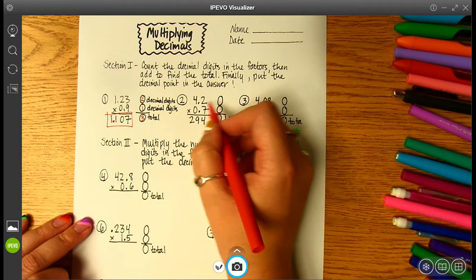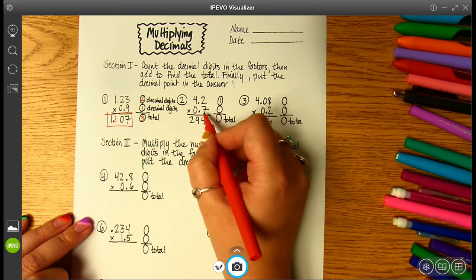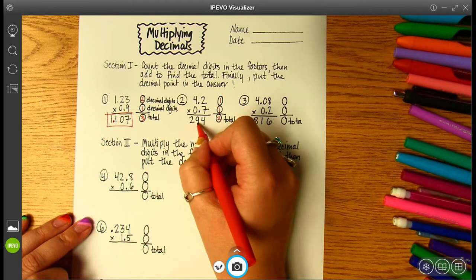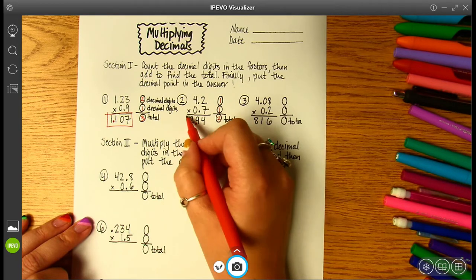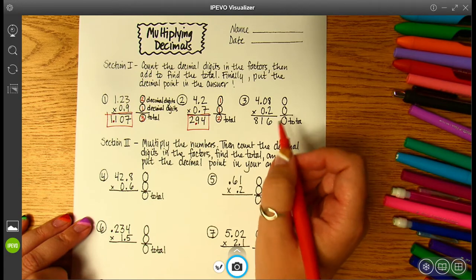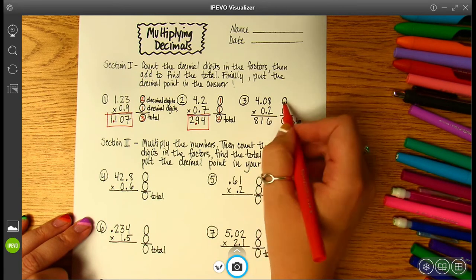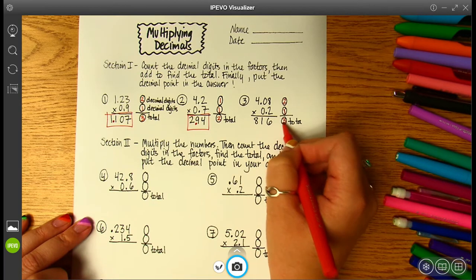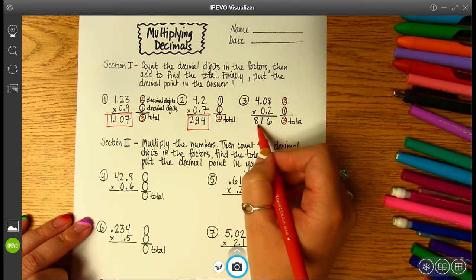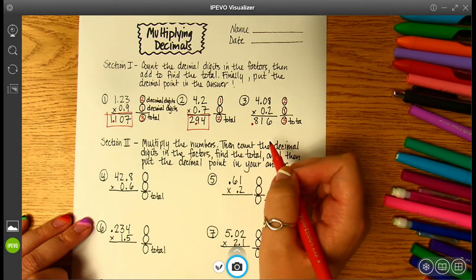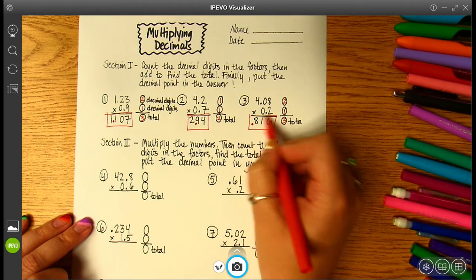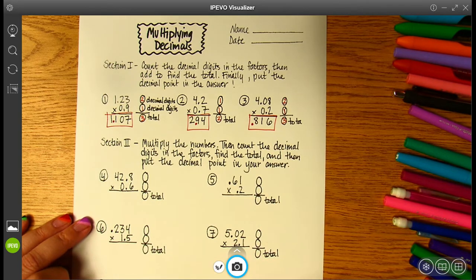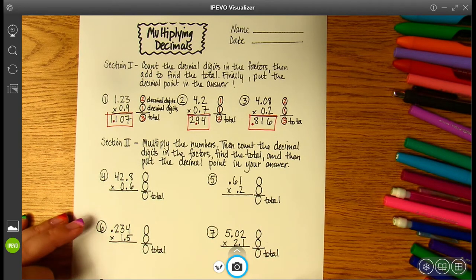So for this one, there's 1 number after the decimal, 1 number after the decimal, 1 and 1 make 2. So my answer needs to have 2 numbers after the decimal. So it would be 2.94. This one has 2 numbers after the decimal, 1 number after the decimal, for a total of 3 numbers after the decimal. So 1, 2, 3 puts it right there at 0.816 or 816 thousandths. Okay, let's go ahead and try some on our own.